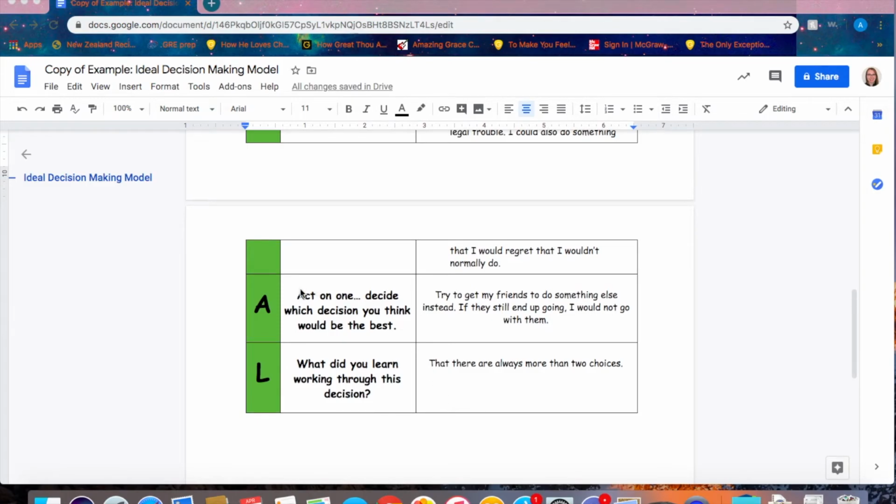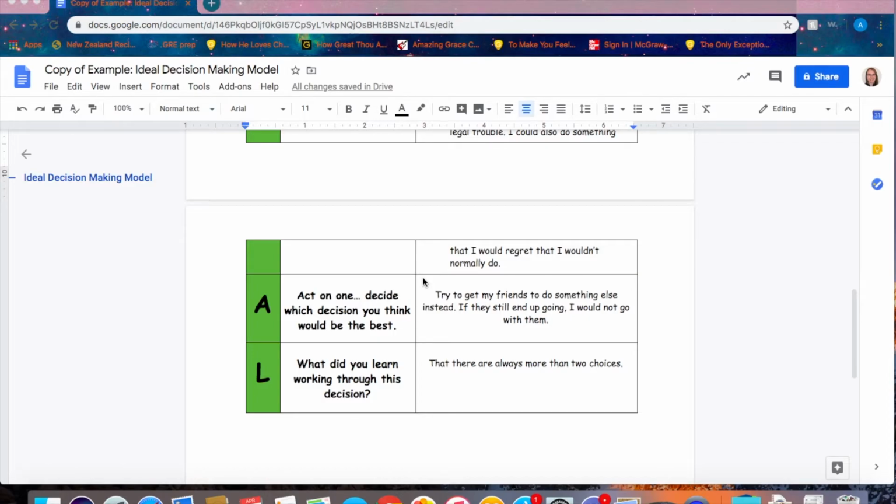Okay. The next one is A, act on one. So you're going to decide which one you think is best and which one you would do. So I put, try to get my friends to do something else instead. If they still end up going, I would not go with them. So it's kind of a combination.